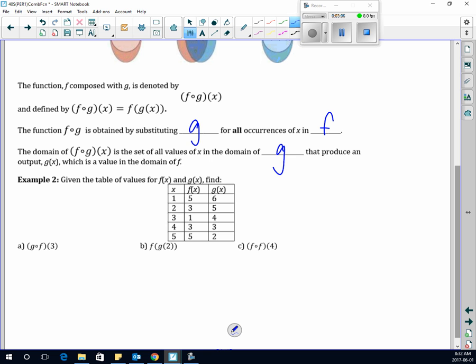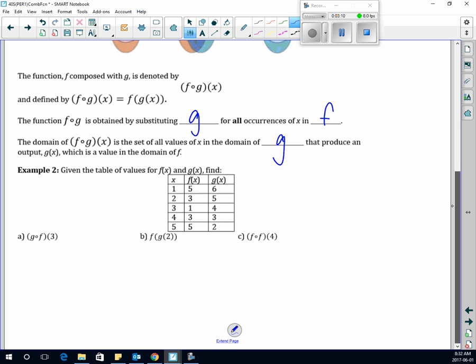Okay, so let's see if we can figure out how to use this table. f of x and g of x. So first off, what does that mean, g of f of 3? What do I do first? I need to find f of 3, right? So where do I look on my chart? You look at x when it's 3, so that's the input. It's going into the f, and what do I get? 1. And then I have to find g of 1.